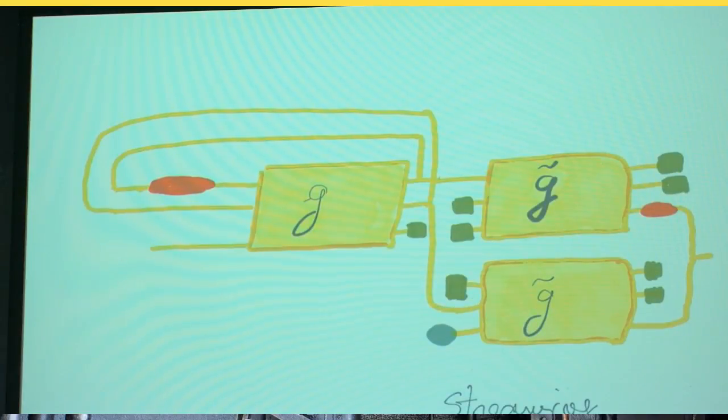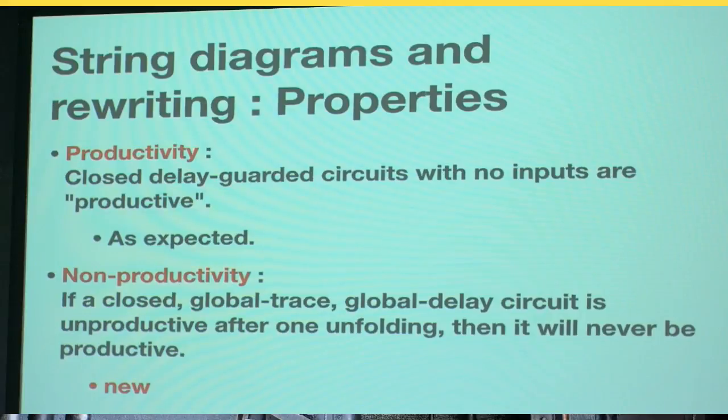Productive would mean that after I bring the circuit to this form, depending what's inside these two circuits, I can rewrite everything in such a way that I can basically get rid of this delay here and then have another unfolding and another unfolding and so on.